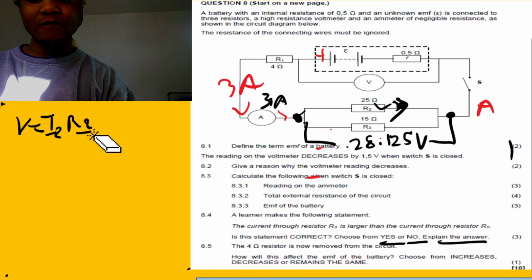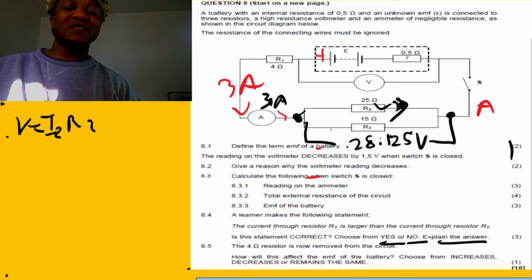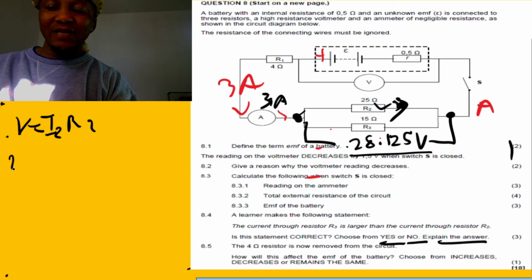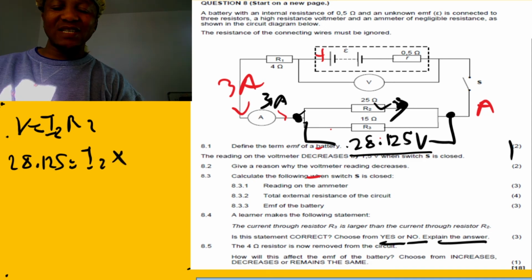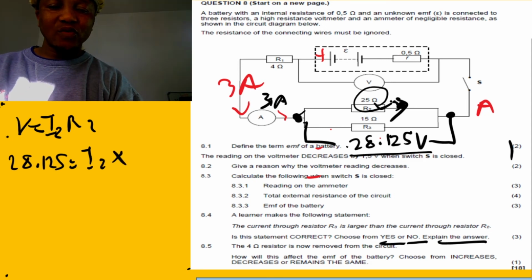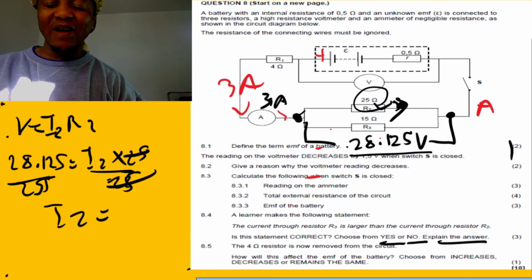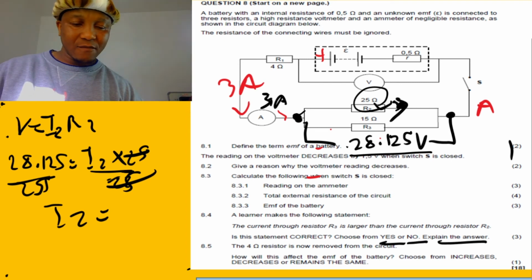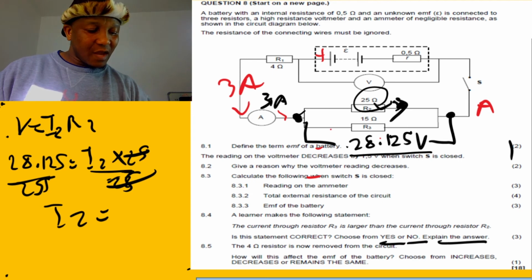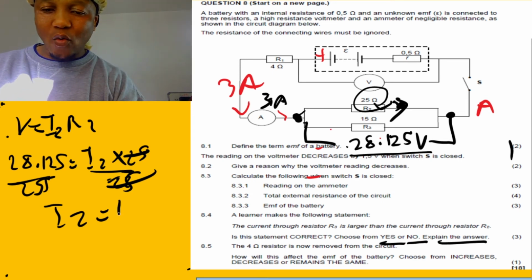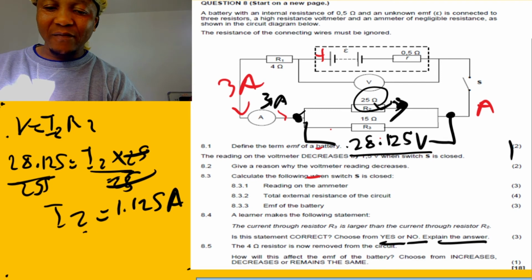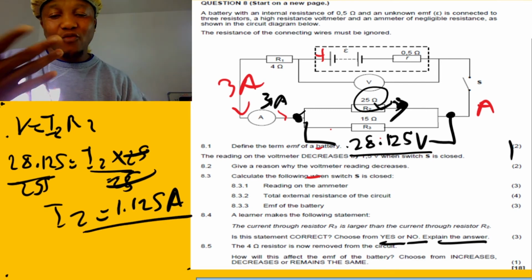Or you can simply say, look, do you have a voltage? Oh yes, because they share the same common voltage, 28.125 equals current 2 times resistance 2. Resistance 2 we know equals 25. So divide by 25, this and this cancel, so current 2 equals, plug in the calculator, 28.125 divided by 25. This gives us 1.125 ampere. Or you can say 1.13 if you want to approximate.